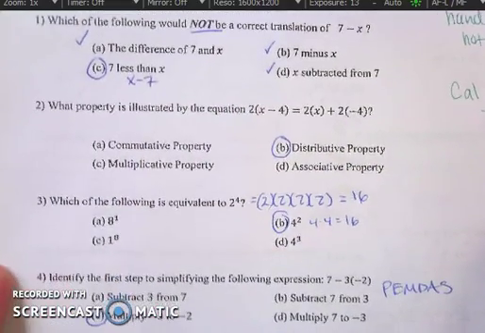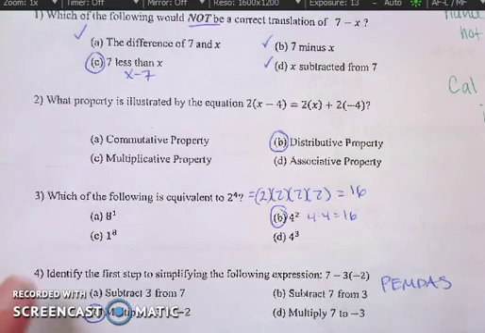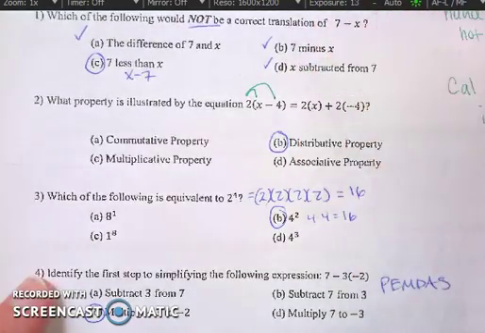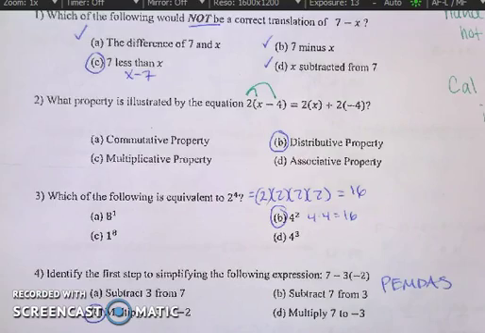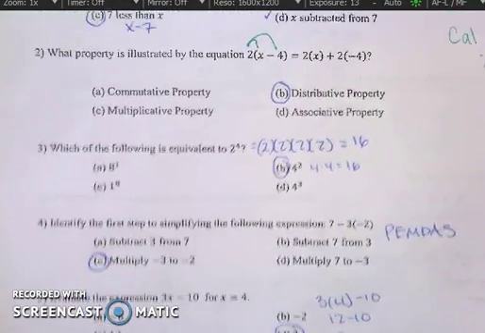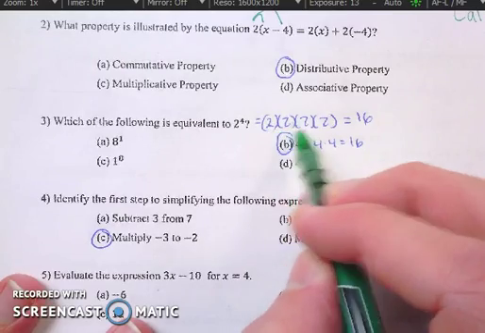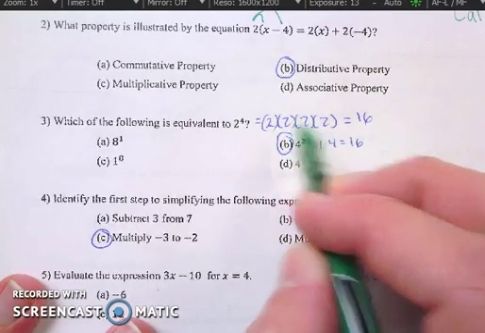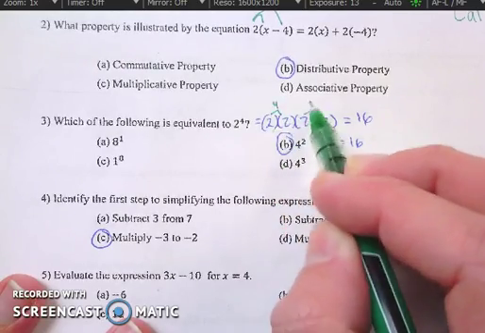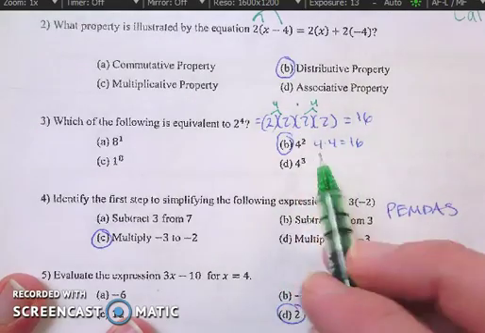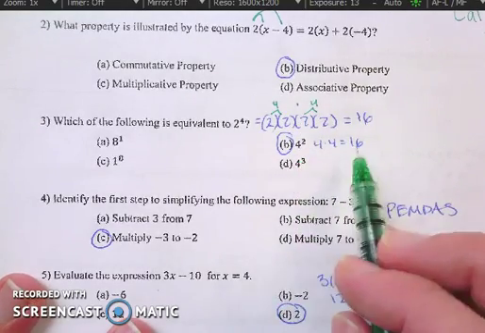Number 2. This is a demonstration of distributive property, that 2 is getting distributed into the parentheses of x minus 4. Okay. Number 3. I'm going to go pretty quick here. Which of the following is equivalent to 2 to the 4th power? 2 to the 4th power is going to be 2 times 2 times 2 times 2, which would be, well, 2 times 2 is 4, and then 4 times 4 is 16. That would be the same as just 4 squared, which is 16.